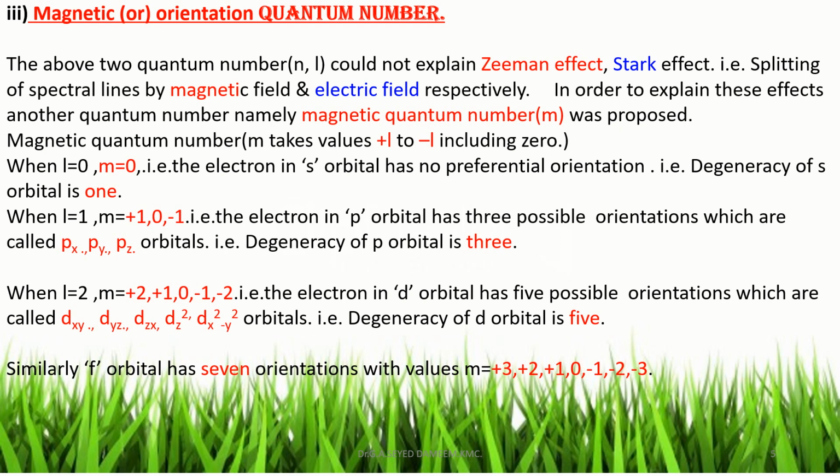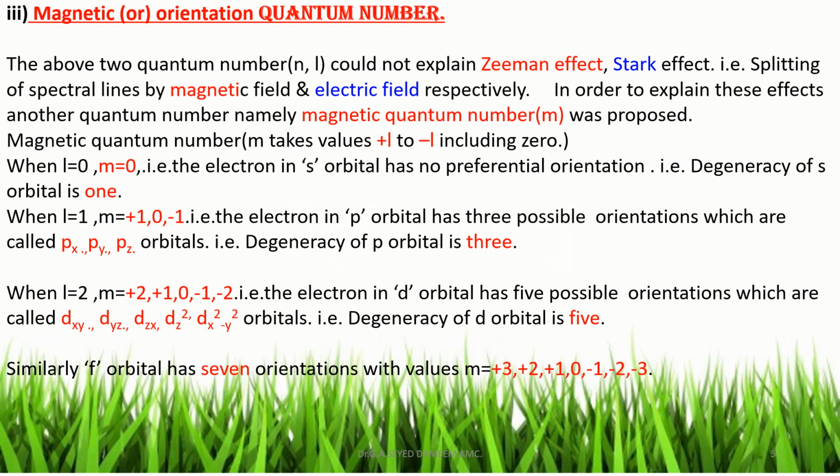In order to explain these effects, another quantum number, namely magnetic quantum number, the symbol is m, was proposed. The magnetic quantum number takes values from plus l to minus l, including 0, where l is the azimuthal quantum number. When l is equal to 0, m is equal to 0. That is plus 0 to minus 0, that is 0. That is, the electron in s orbital has no preferential orientation. That is, degeneracy of s orbital is 1.